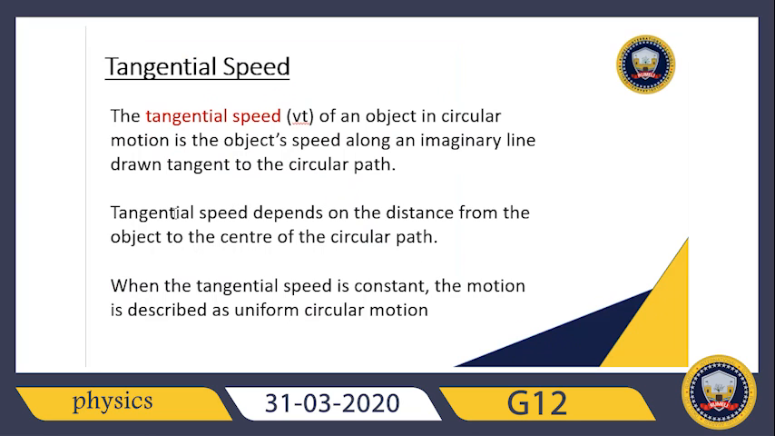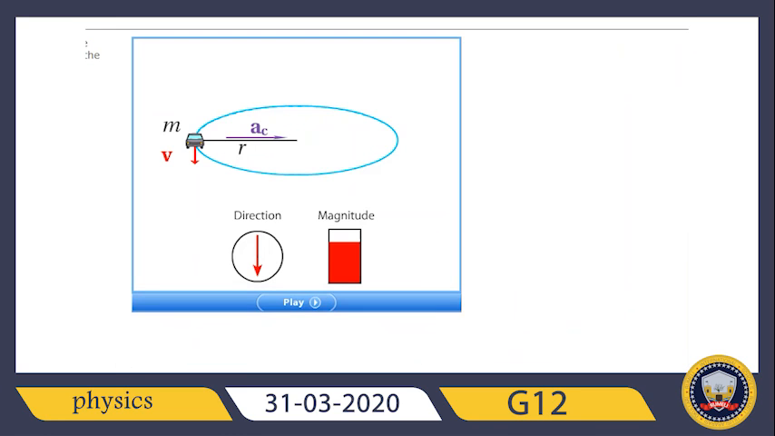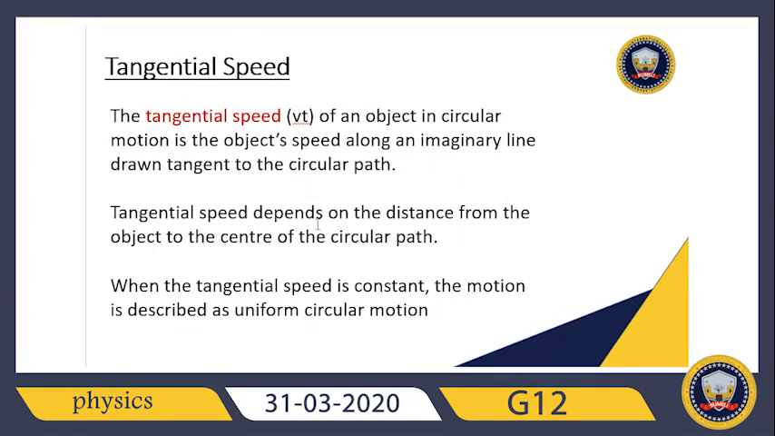Tangential speed depends on the distance between the object and the center. The distance from the object to the center is the radius, so it depends on r. When the tangential speed is constant, the motion is uniform circular motion.